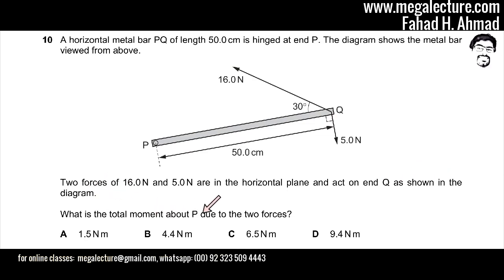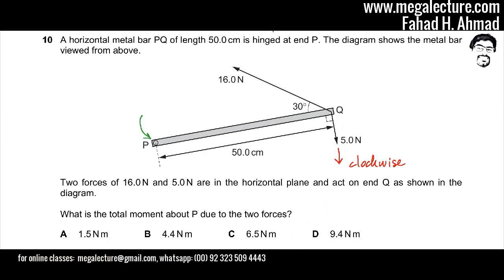So what is the total moment about P due to the two forces? So we need to find the total moment about P due to the two forces. So let's try and calculate the moment. Now, this is the first force, the 5 Newton force, and it's going to create a clockwise moment. As you can see, it's at 90 degrees, it's perpendicular. So it's going to swing this force over here. If this force was only present, then this ruler would swing in this direction in a clockwise fashion.